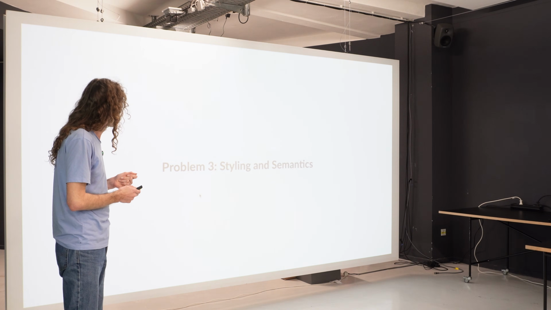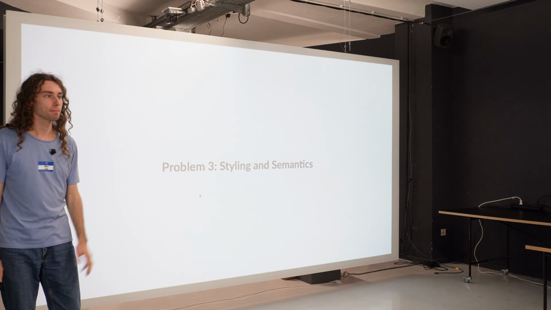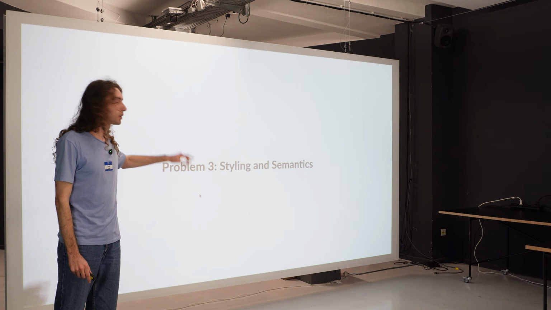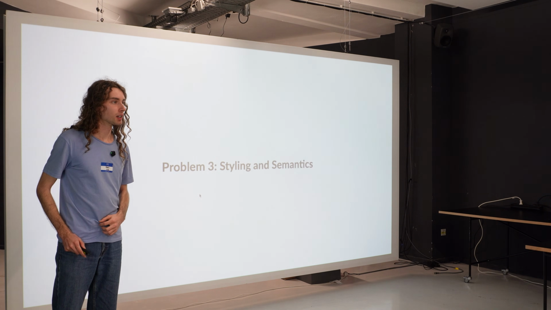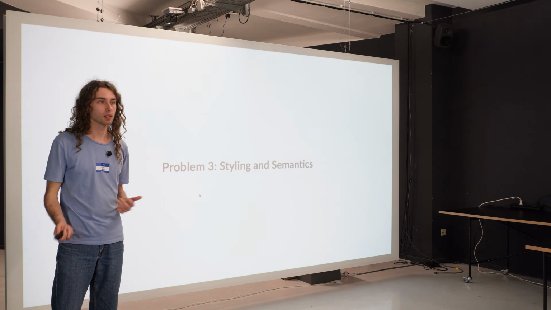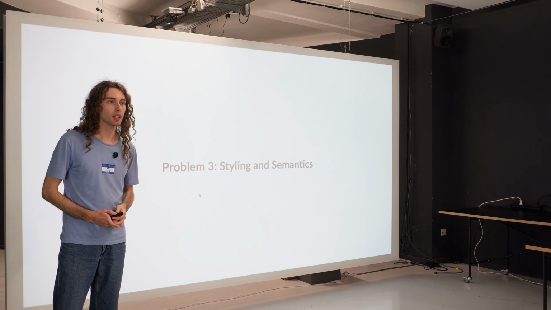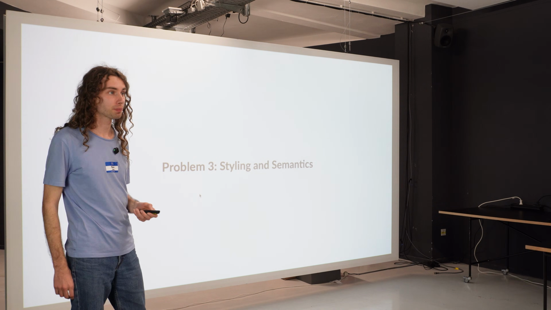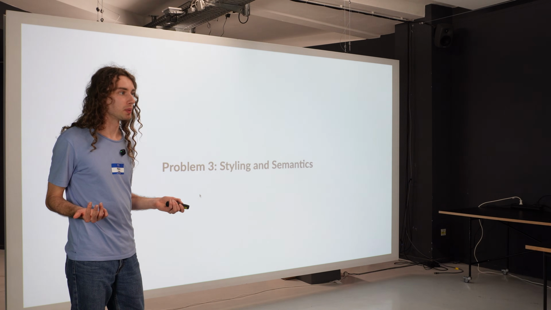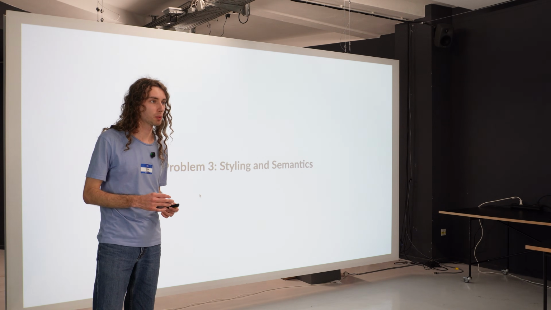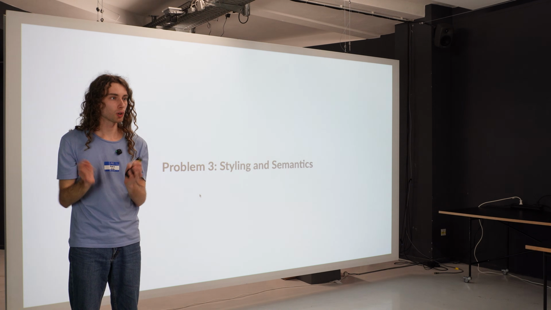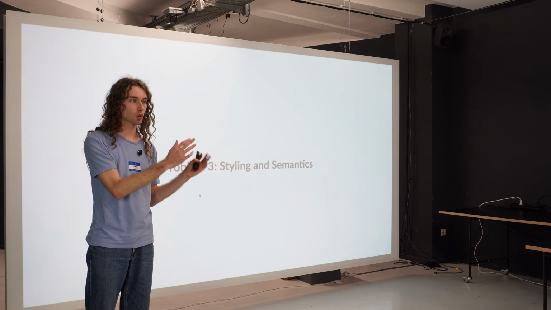Right. Okay. Let's continue with problem number 3, which is about styling and semantics. So how do we get the colors, the text, the fonts and everything, the margins as we want them? And I don't know how many of you are familiar with web development, but usually you separate the structure of the document, the HTML code, from the styling called CSS.